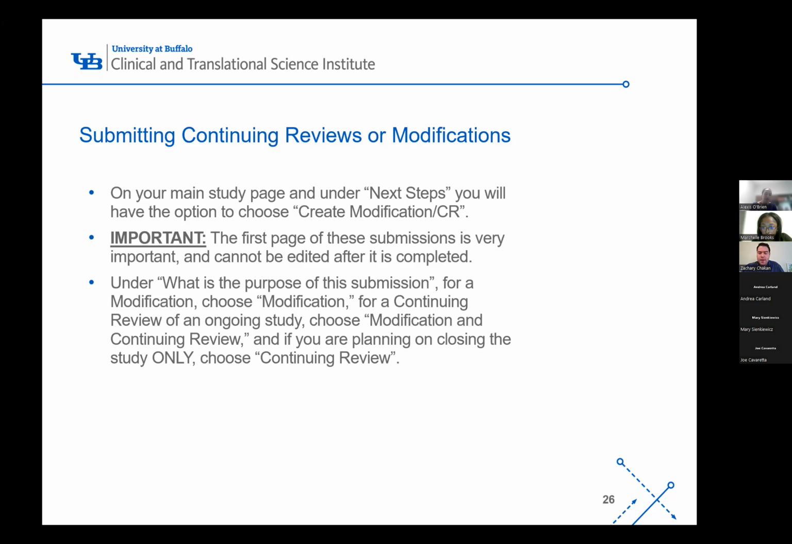Under "What is the purpose of this modification" on this first page, for a modification you want to make sure you choose modification. And for a continuing review of an ongoing study, you want to choose modification and continuing review, even if you're not changing anything. That happens a lot at continuing review, where you think, I'll just put continuing review because I'm making no changes to the study. But CLIC doesn't allow that. CLIC only allows you to choose the continuing review option if you are closing the study.